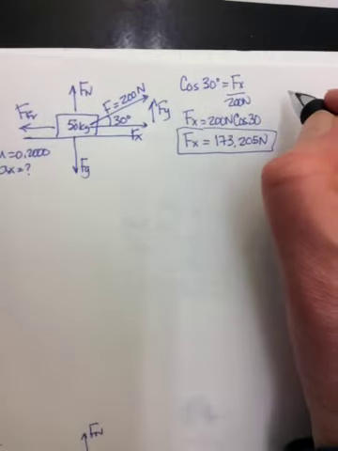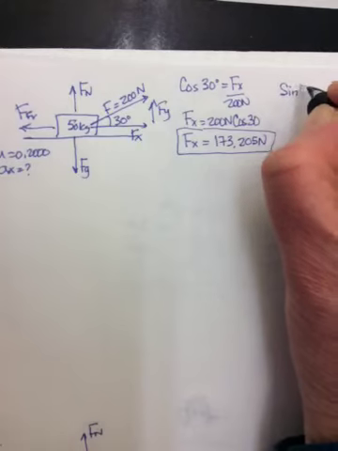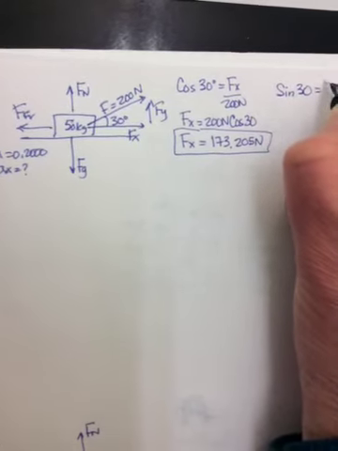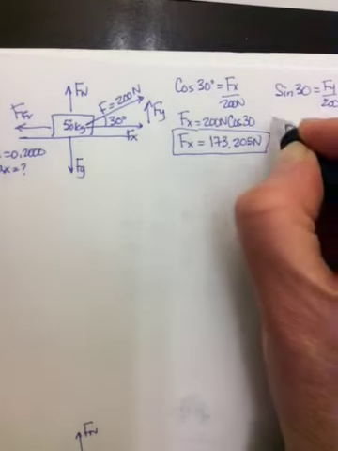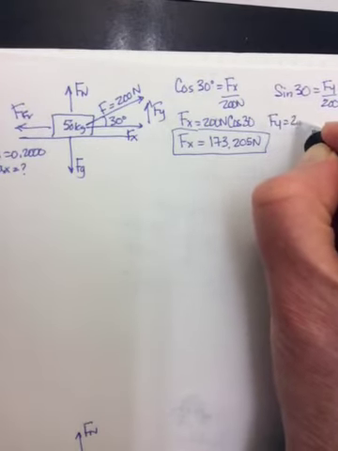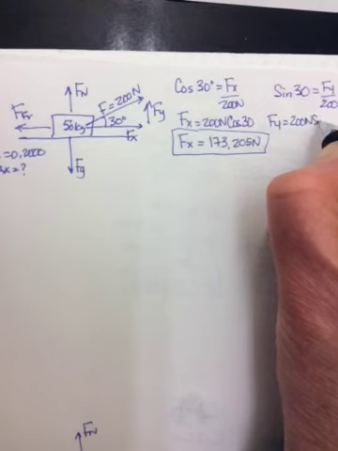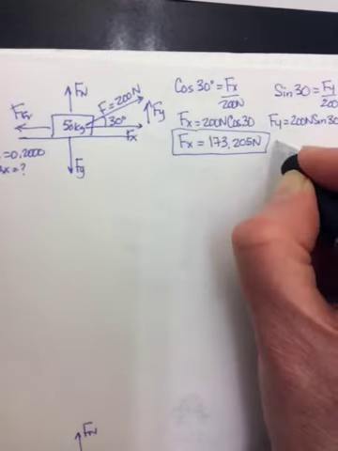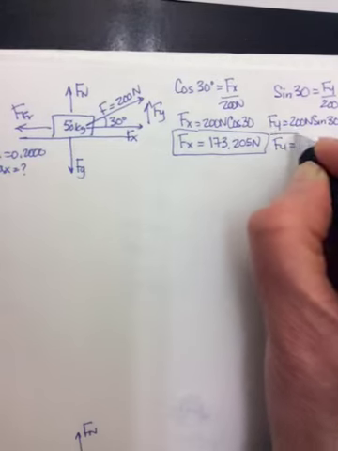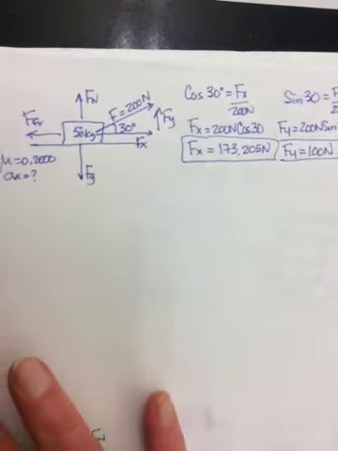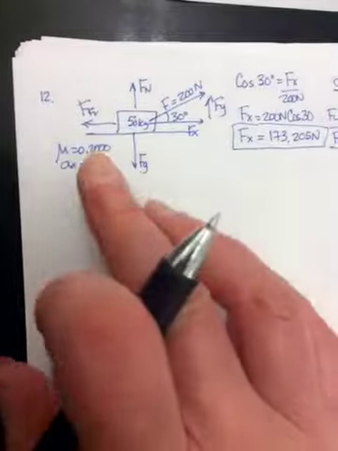Your y component will be sine because it's the opposite side. So sine of 30 is equal to Fy over 200 newtons. So Fy is equal to 200 newtons sine of 30. Sine of 30 is 0.5, so Fy is 100 newtons. All right, so now that we have our two components, we come back here.